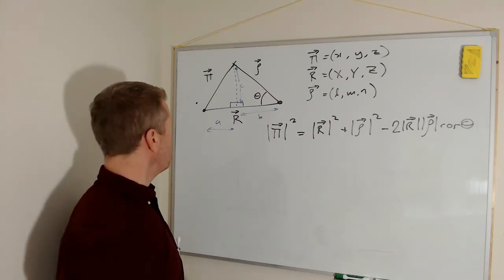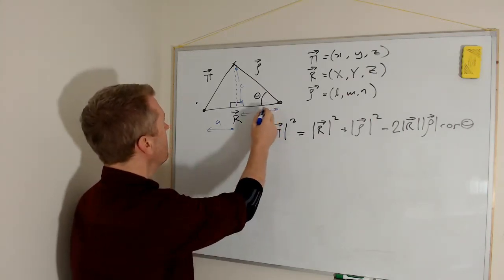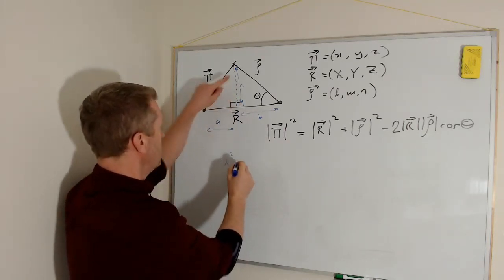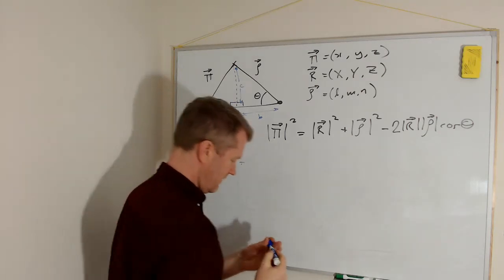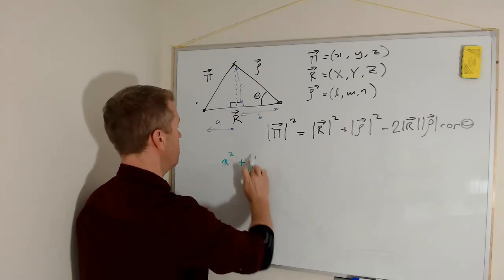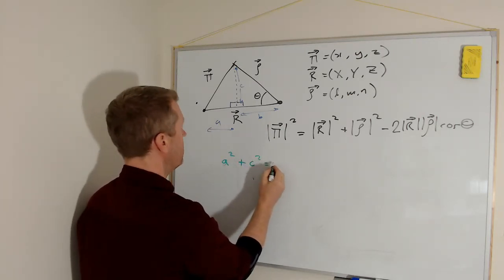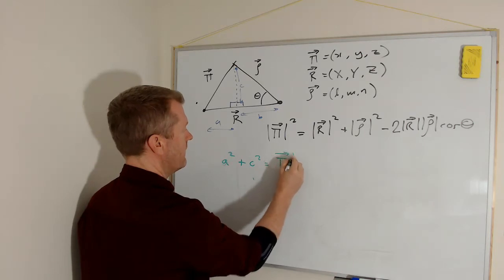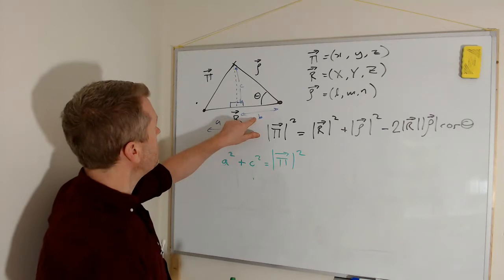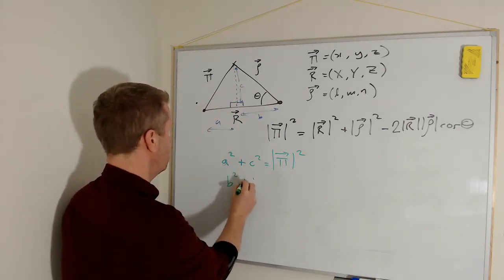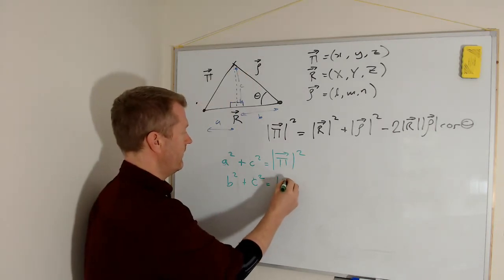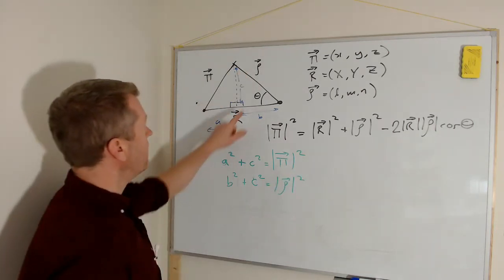So let's make up some formulae. First of all, we have Pythagoras once again. A squared plus C squared equals the length of pi squared. We have another formula on this side. B squared plus C squared equals the length of rho squared.